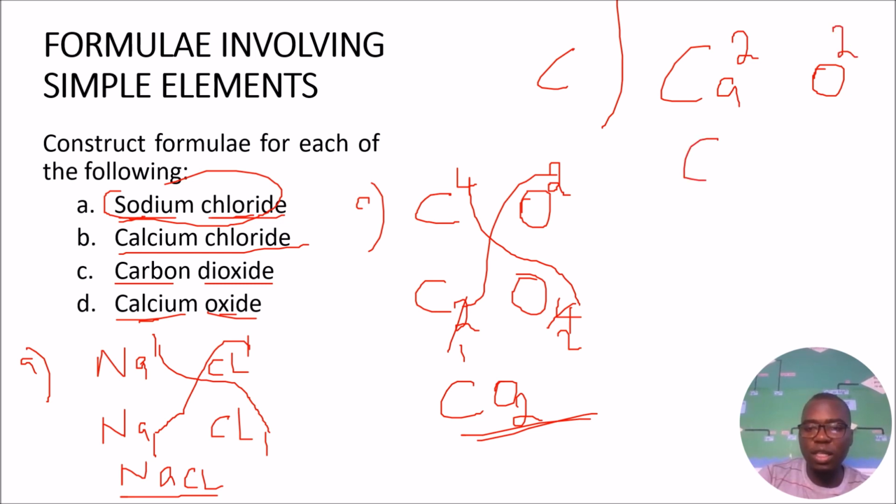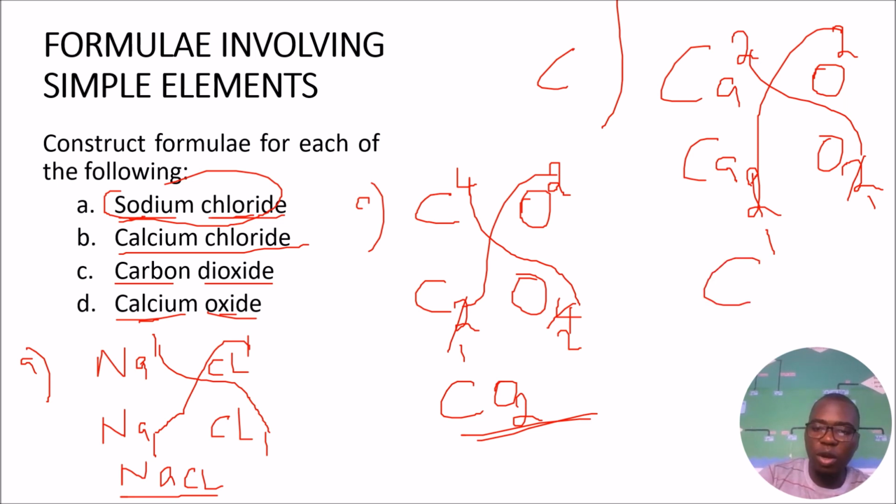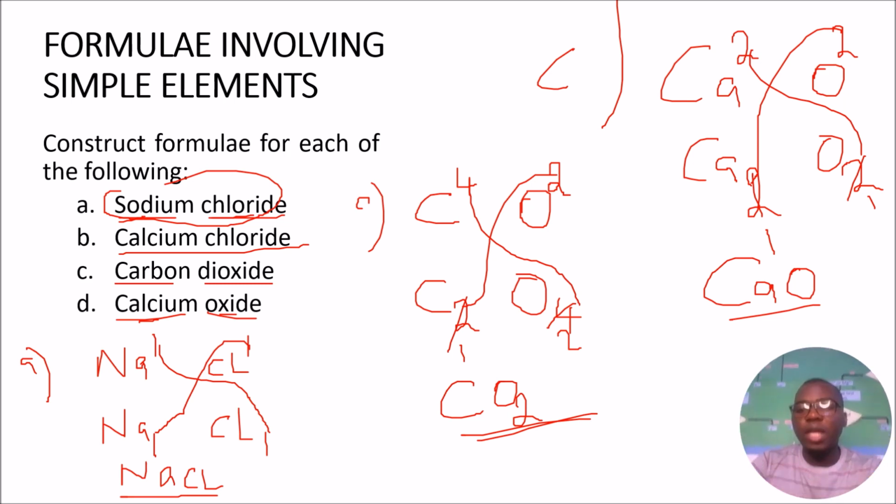You write these ones again, Ca and O, and then you interchange. This one comes there, and that one goes there. So we're going to have a 2 here and a 2 here. So again, 2 into 2, 1. 2 into 2, 1. You reduce them. So 1, 1 you ignore. As a result, the formula will be CaO. And that will be the formula for what? Calcium oxide. All right, that was formulas involving simple elements.